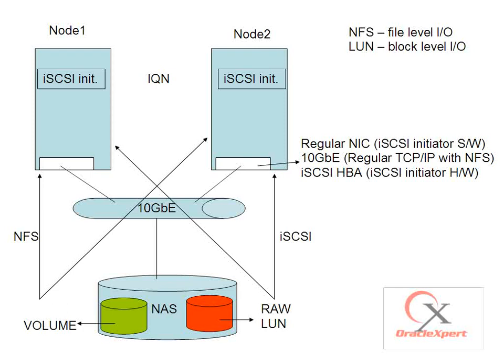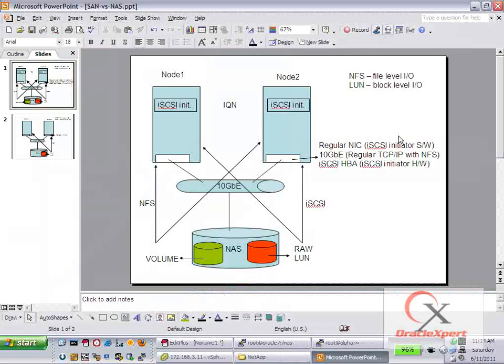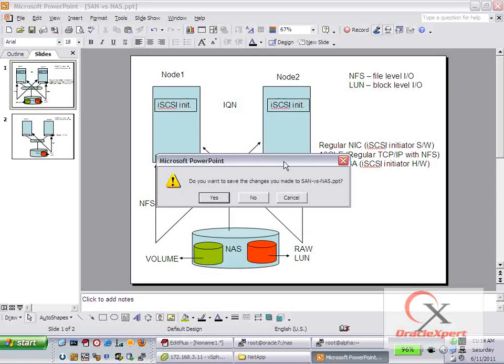So iSCSI can be implemented either using a software initiator or using a hardware HBA. In both cases, it will give you an IQN number. IQN is required for LUN mapping. Clear? Now, I am going to show you a quick demo.